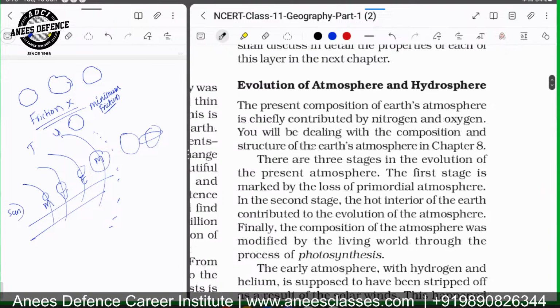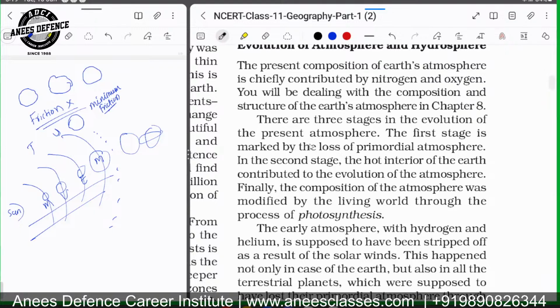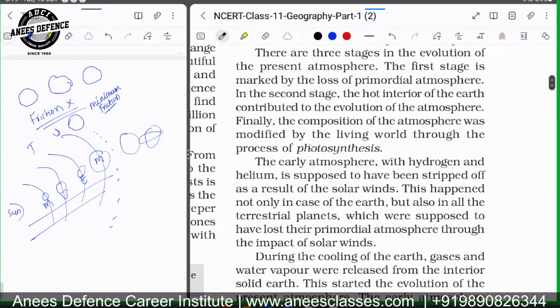Evolution of atmosphere. How our atmosphere developed. There are three stages of evolution. The first stage is the loss of primordial atmosphere. Okay, loss of primordial atmosphere. That is the first stage.